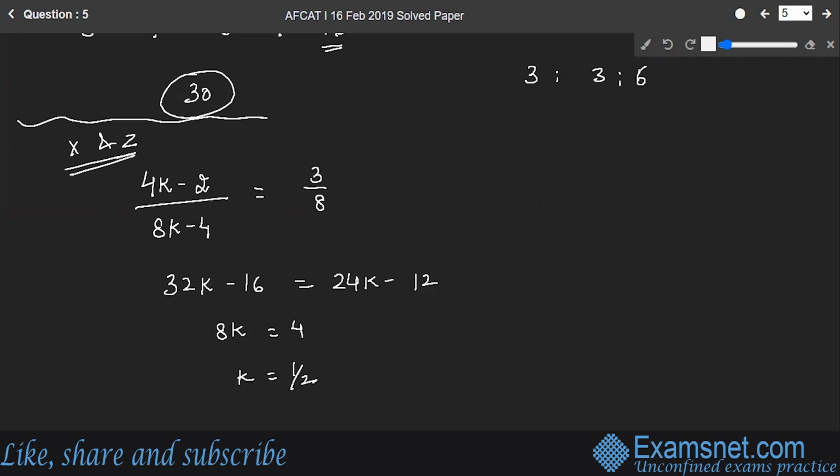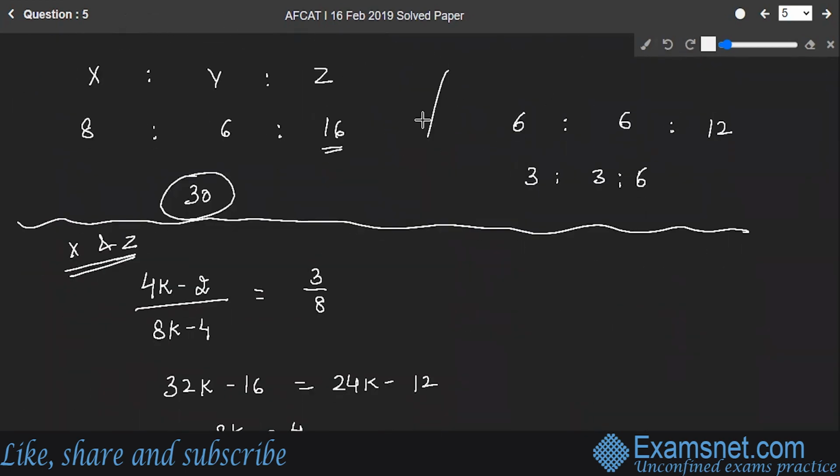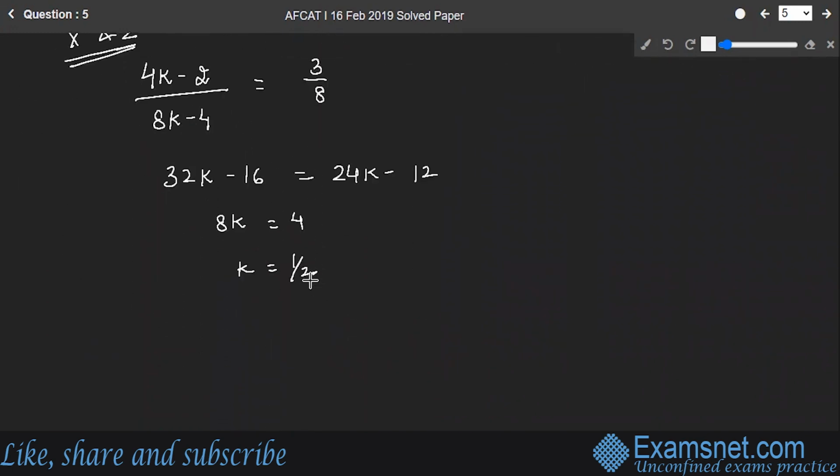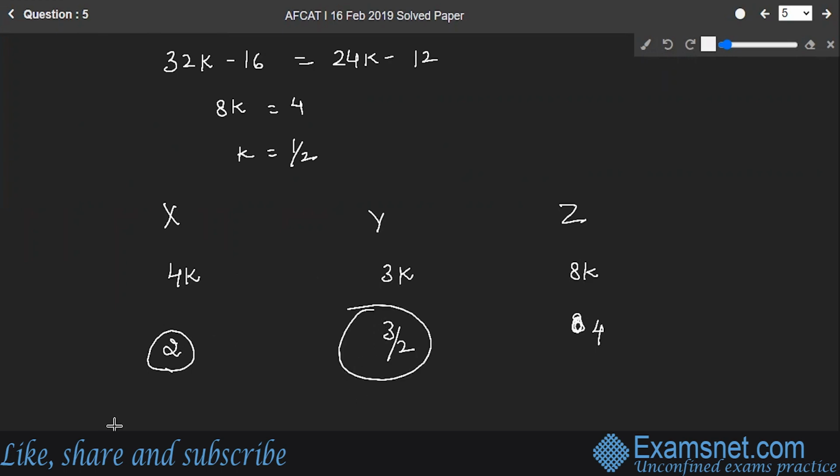So this is the second case. That was the first case. K is equal to 2 is violating our statement itself, so I'm not considering this. I have taken another pair, X and Z. Now K comes out to be 1 by 2. So if K is 1 by 2, X, Y, and Z had the monkeys in the ratio 4K, 3K, and 8K. So here the monkeys will be 2, here 3 by 2, and here 8 by 2, that is equal to 4. Monkeys cannot be in fractions. So this is wrong also. This is also wrong. Correct?